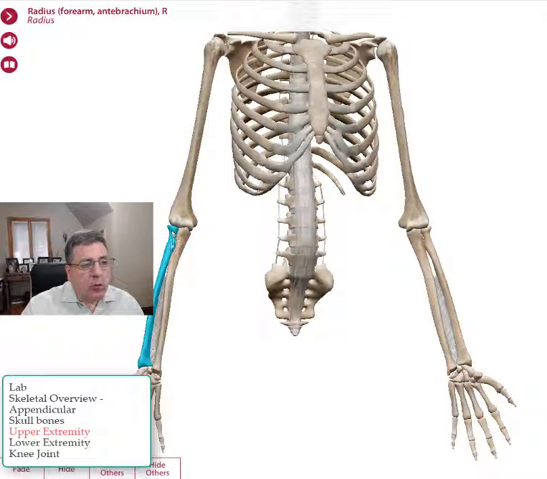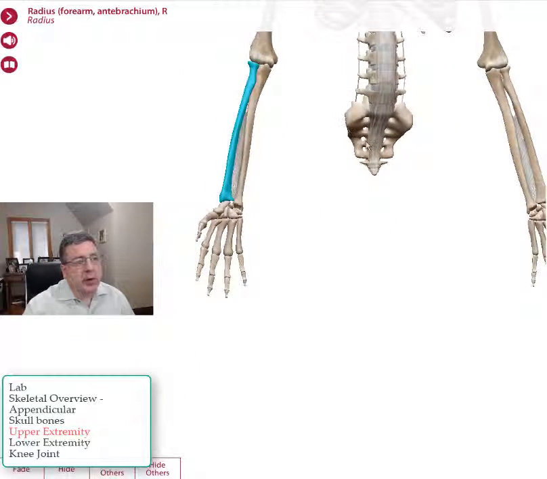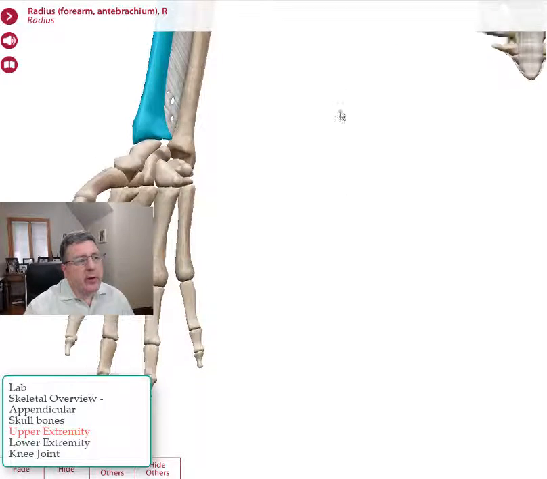Okay, the radius is on the, now again, go back into what the anatomical position is. And the anatomical position is upright, arms down to the side, palms facing forward. Okay, and the radius is on the side of the thumb. So let's bring this one up. Let's magnify this a little bit more.